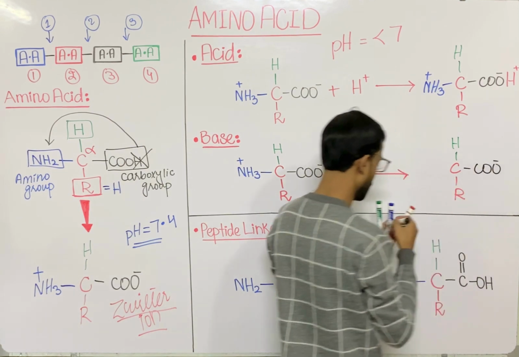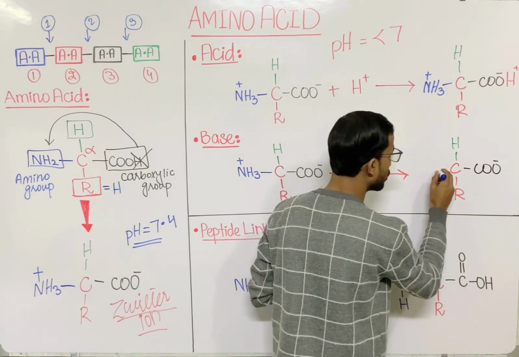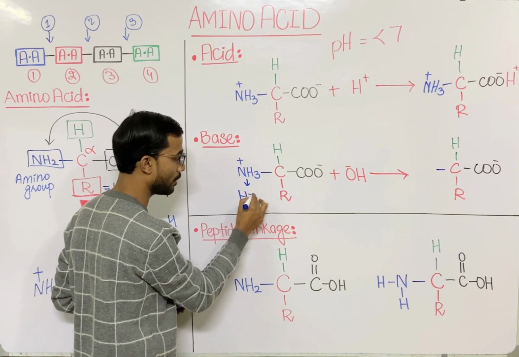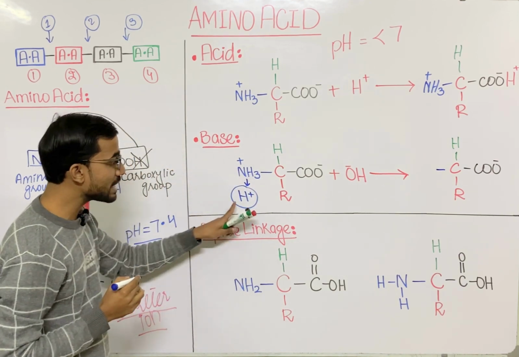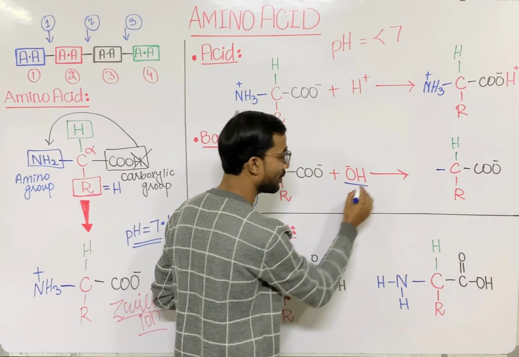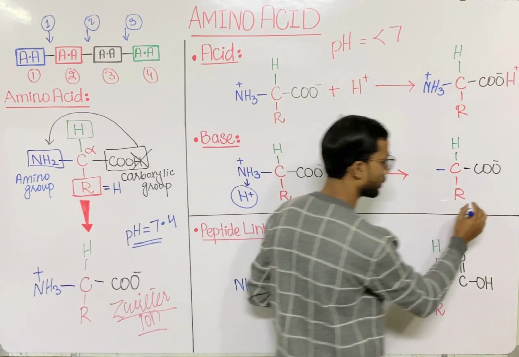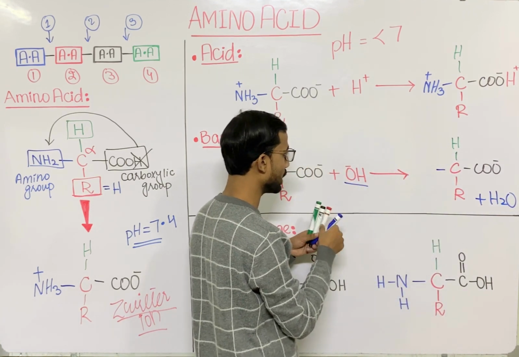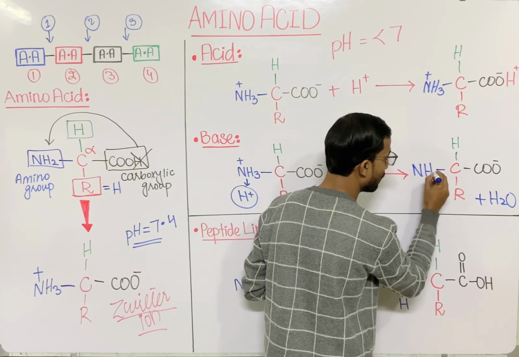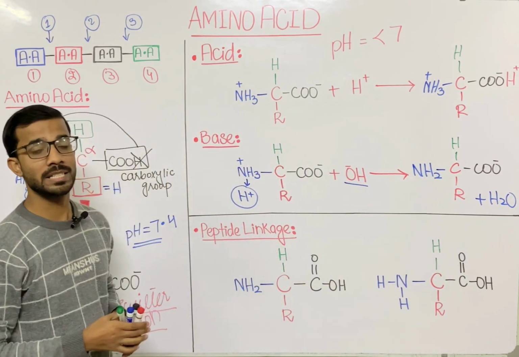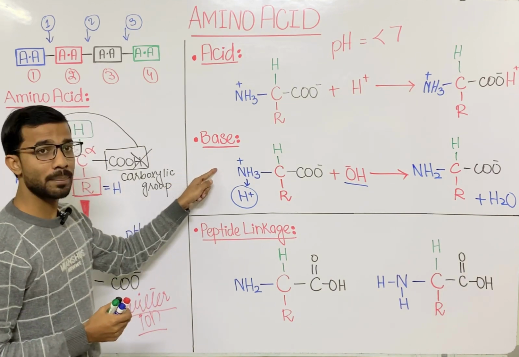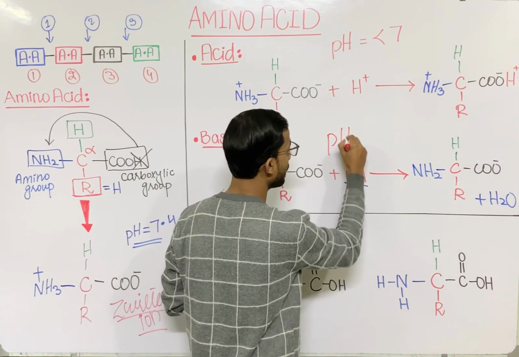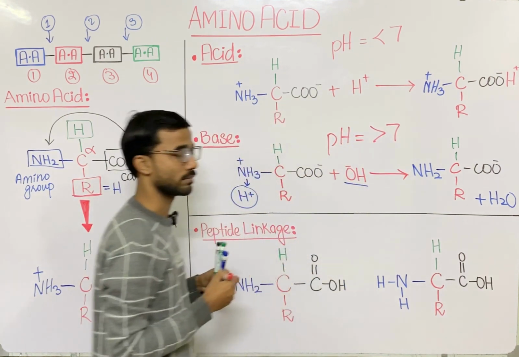Now in that case one hydrogen will be released from the amino group as H positive. This H positive will attach to the OH negative and result in the formation of water. Now on that side the amino NH3 will become NH2. That's the most important thing. That will happen in the basic condition, and in that situation the pH will be greater than 7.